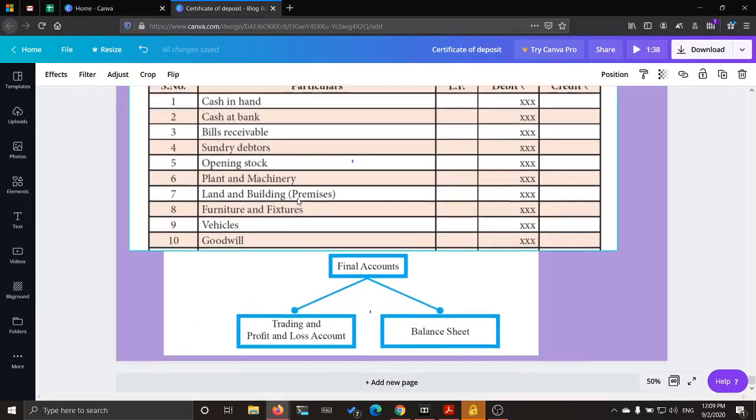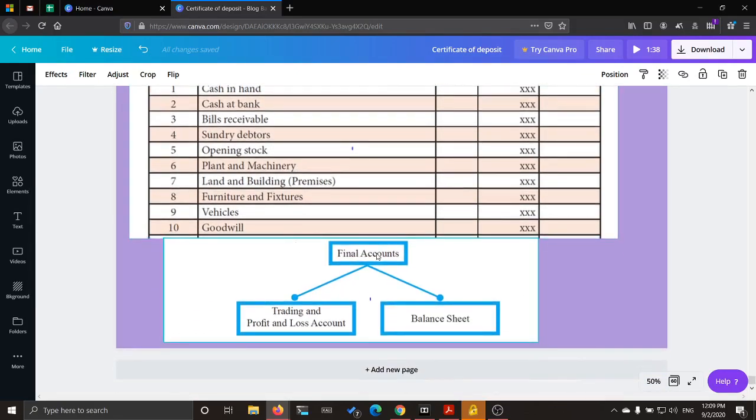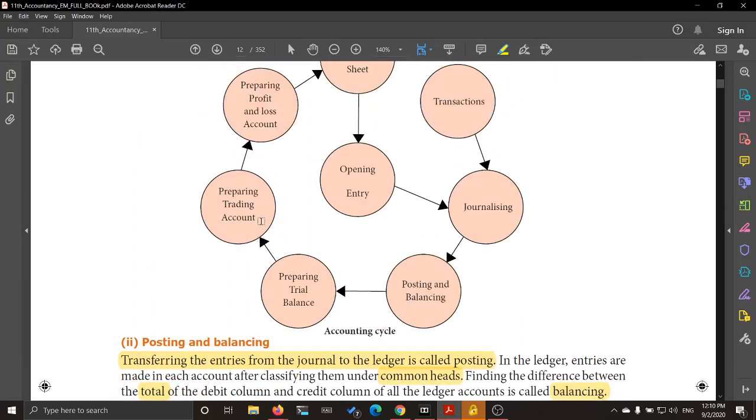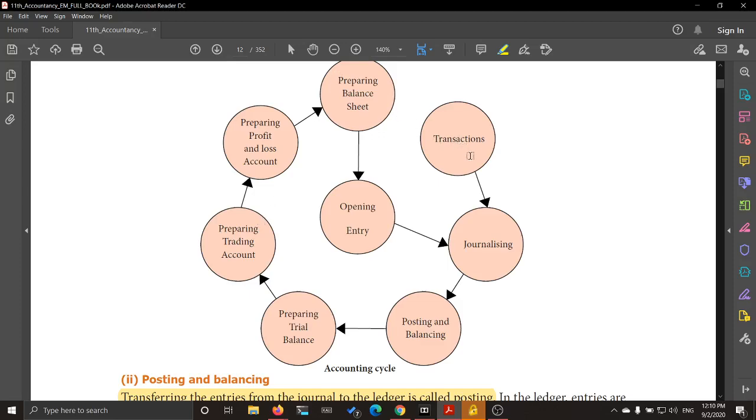Okay, finally, after that, final accounts will be prepared. That is trading account and profit and loss account. Trading la irundhu nama enna kandupidipom? Gross profit or gross loss. Profit and loss account la irundhu net profit or net loss. Finally, the balance sheet will be prepared. So this is the last step. Okay, that is what we saw here. Theory இங்க காமிச்சிருக்காங்க. இங்க ஒரு சைக்கிள் கூட போட்டிருக்காங்க பாருங்க. First transaction, அதுக்கப்புறமா journalizing, then posting and balancing. இந்த balances எல்லாமே ஒரு அக்கவுண்ட்ல போட்டா அது trial balance. Trial balance வச்சுதான் அடுத்தது என்ன? Preparing trading account.